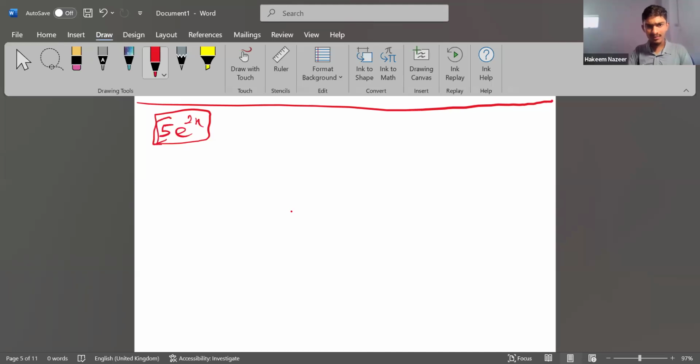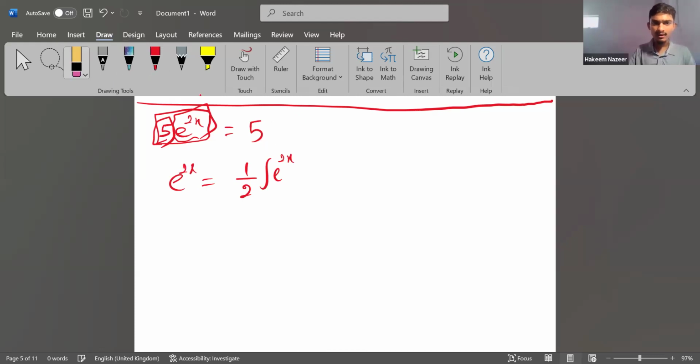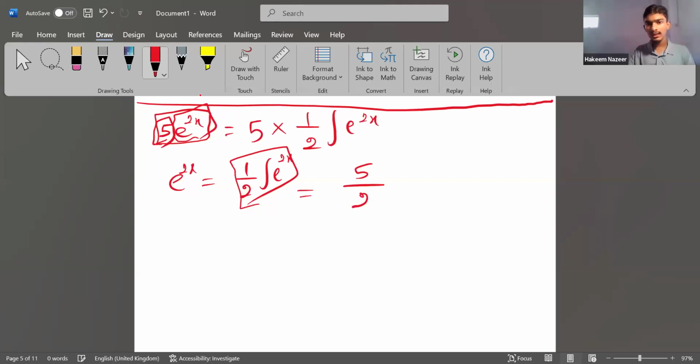5 is a constant, so keep it there. Then integrate just e to the power 2x. The answer is 1 over 2, into 5. We apply the rule to e to the power 2x. Then we can rewrite 5 by 2 integral of e to the power 2x.